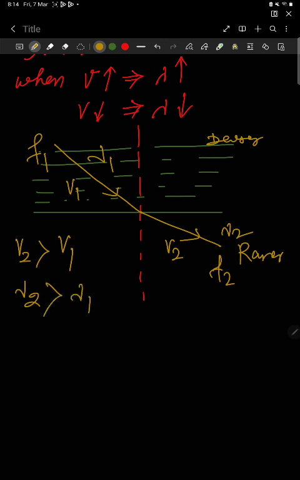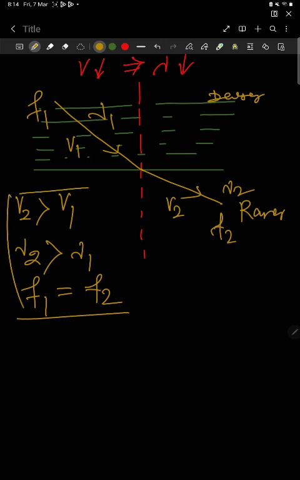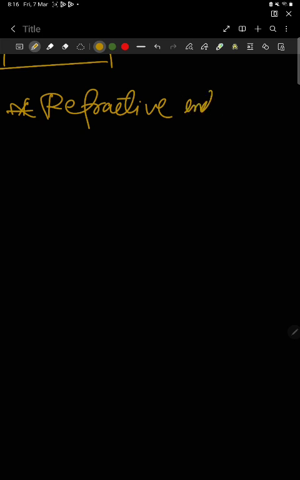So again λ2 is greater than λ1, and there is no change in frequency, so frequency remains the same. Okay, now let's discuss refractive index. It is represented by mu.